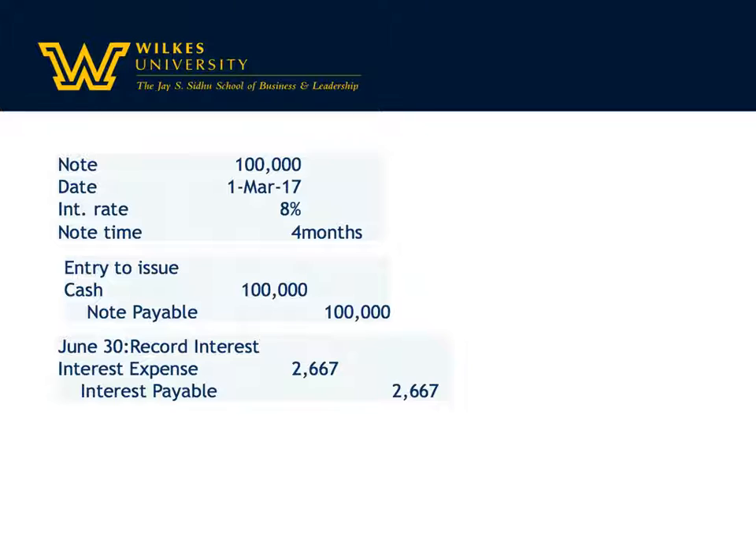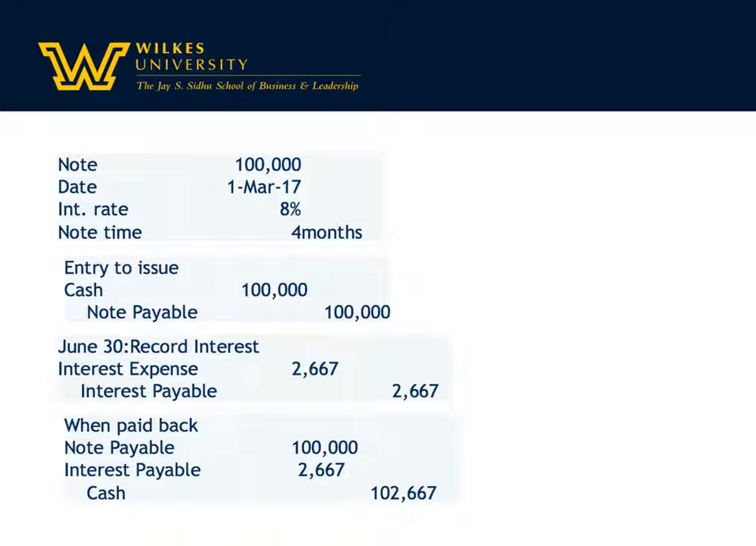Now, given that we already know interest is principal times rate times time, we end up with $100,000 principal times a rate of 8% times 4 months out of 12 to get everything in the same time frame. We know that interest is going to be $2,667. So the entry to record interest is a debit to interest expense at $2,667 and a credit to interest payable at $2,667.